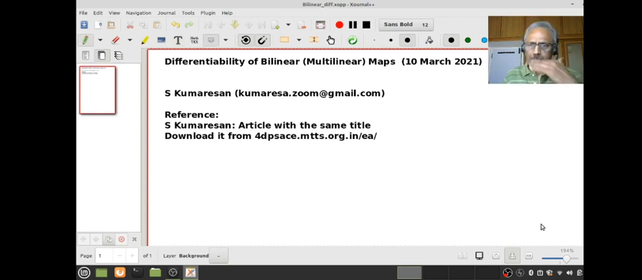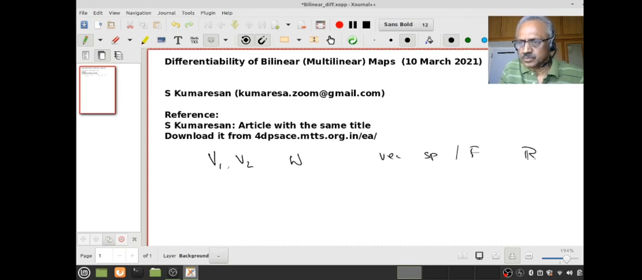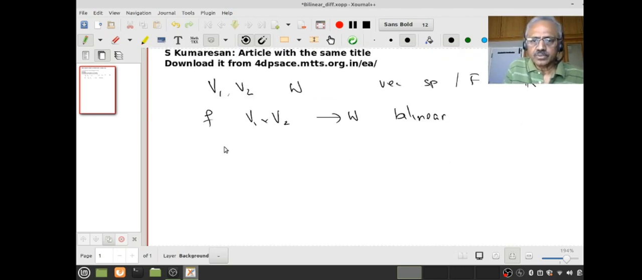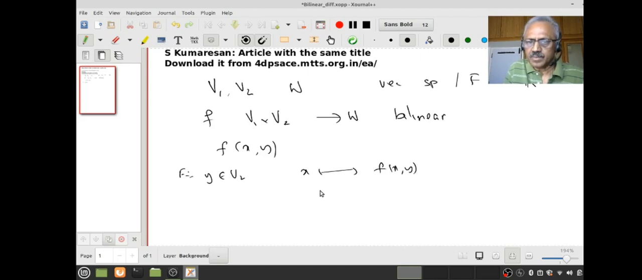So let us quickly recall. Suppose I have vector spaces V1, V2 and W, all vector spaces over some field. For us usually it's R. Then a map f from V1 cross V2 to W is bilinear if the following holds. You notice that it has to be a function of two variables, x in V1, y in V2. Therefore, you fix y in V2 and look at x going to f of x, y. This is a map from V1 to W. This must be a linear map.